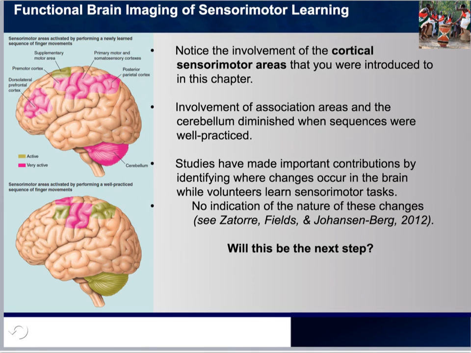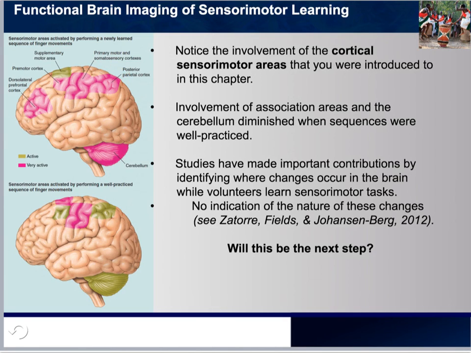This is a great slide to finish chapter 8. Notice how at the beginning of the chapter your brain was a lot more active in performing a newly learned sequence of finger movements, perhaps. You would be introduced to a chapter that perhaps you had little understanding of, and so your brain was a lot more active.